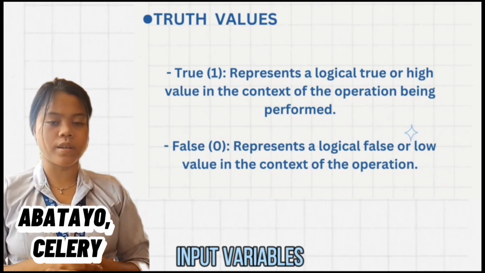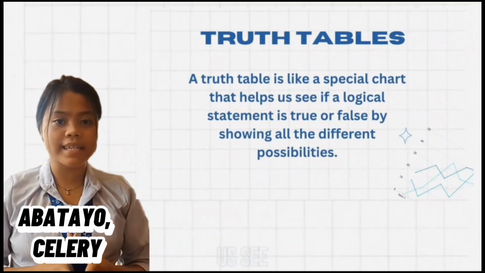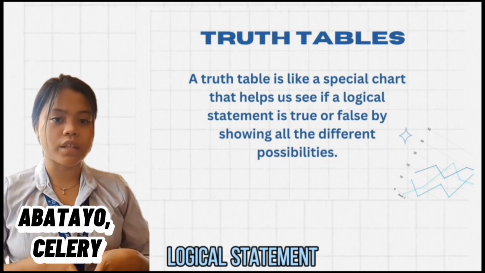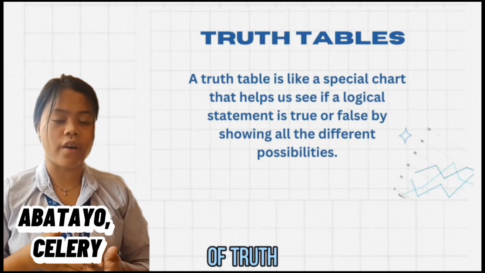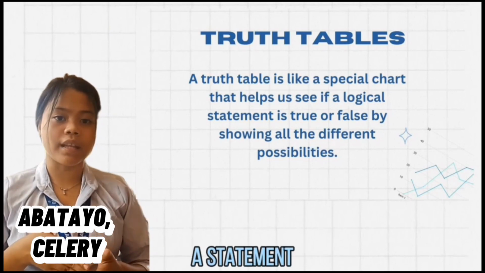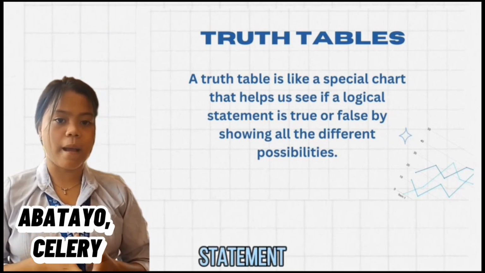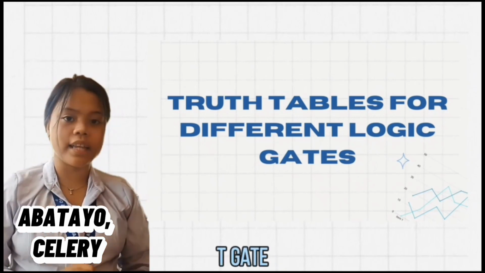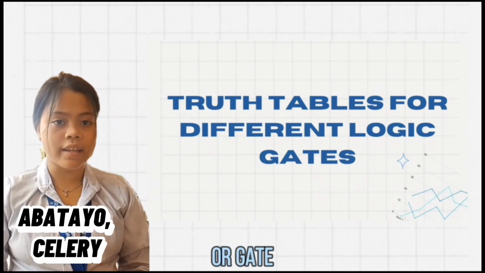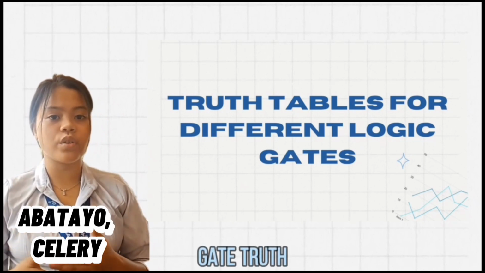A truth table is like a special chart that helps us see if a logical statement is true or false. It shows all the possible combinations of truth values for the parts of a statement and helps us determine the overall truth value of the statement. However, truth tables have various types such as NOT gate, AND gate, OR gate, NAND gate, NOR gate, XOR gate, and XNOR gate truth tables.